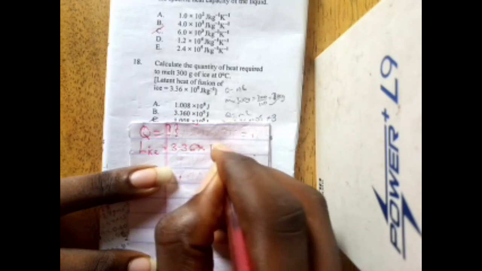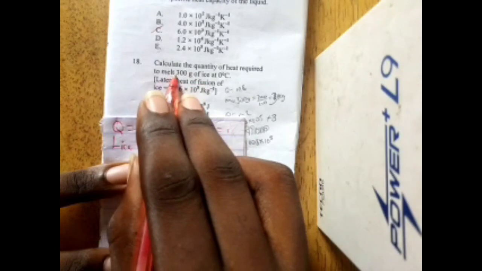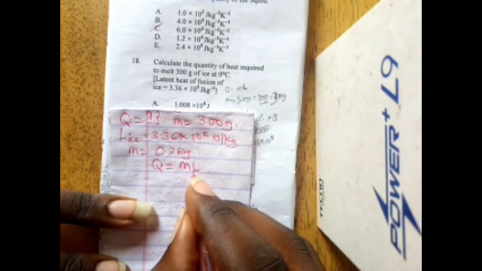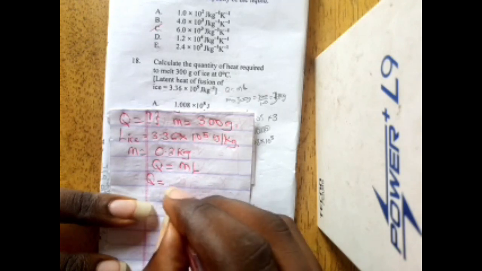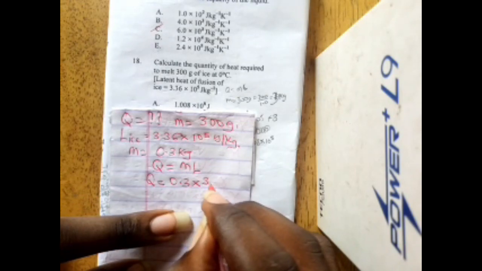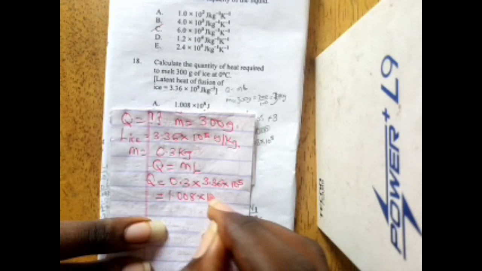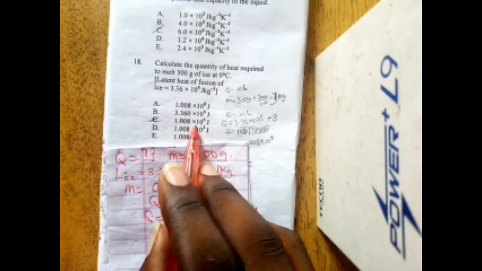So we are given ice at 0 degrees Celsius, its latent heat as 3.36 times 10 raised to the power 5 joule per kilogram, and the mass of ice was 300 grams. So converting 300 grams to kilogram gives us 0.3 kilogram. Now you recall that the latent heat Q equals ml. We have to find the quantity of heat required to melt ice, which is ml. So our mass, which is 0.3, multiplied by the latent heat of fusion will give us 1.008 times 10 raised to the power 5 joule. So this is our answer here.